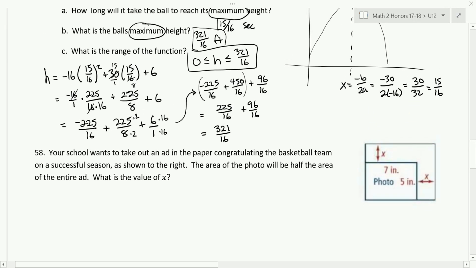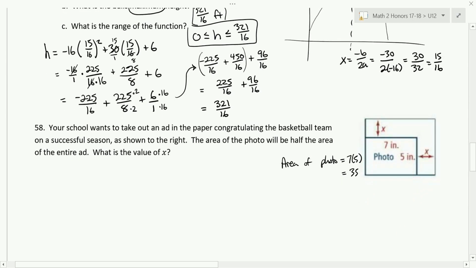58, you have this ad that you're going to put a photo in. Photo is 7 by 5. And so the area of the photo is what? 7 times 5. So it's 35 inches squared. And then it says the ad is double that area. So the area of the ad is going to be what? 70. Okay. And we want to solve for x.